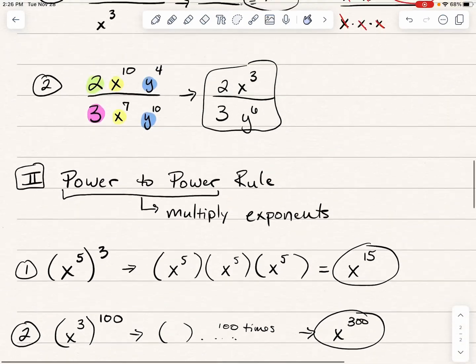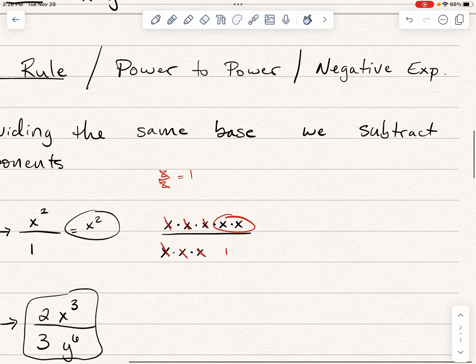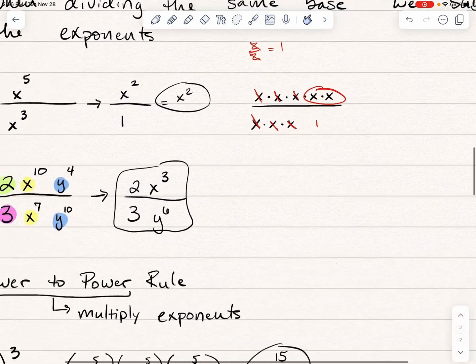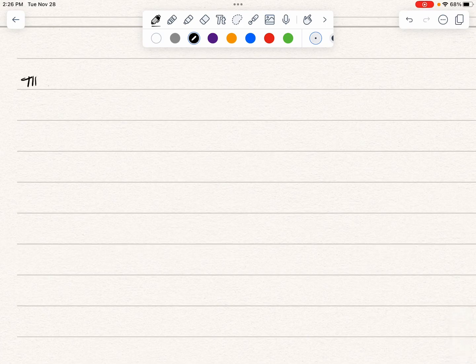Okay, so we've looked at the quotient rule, we've looked at the power to a power rule, and now we're going to look at the rule that deals with negative exponents. All right, so let's go to a new page here, and we're going to look at the third piece of our notes, which is negative exponents.